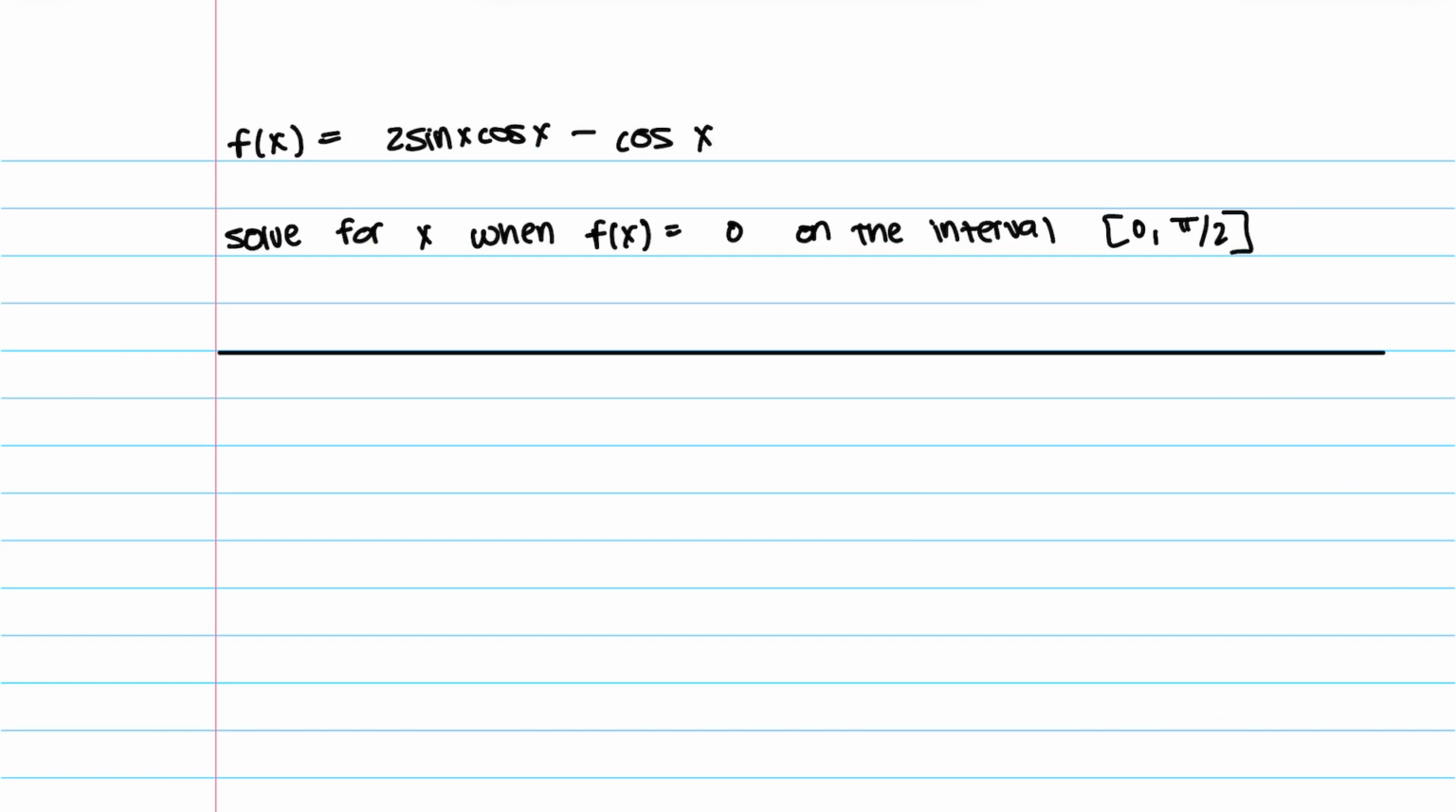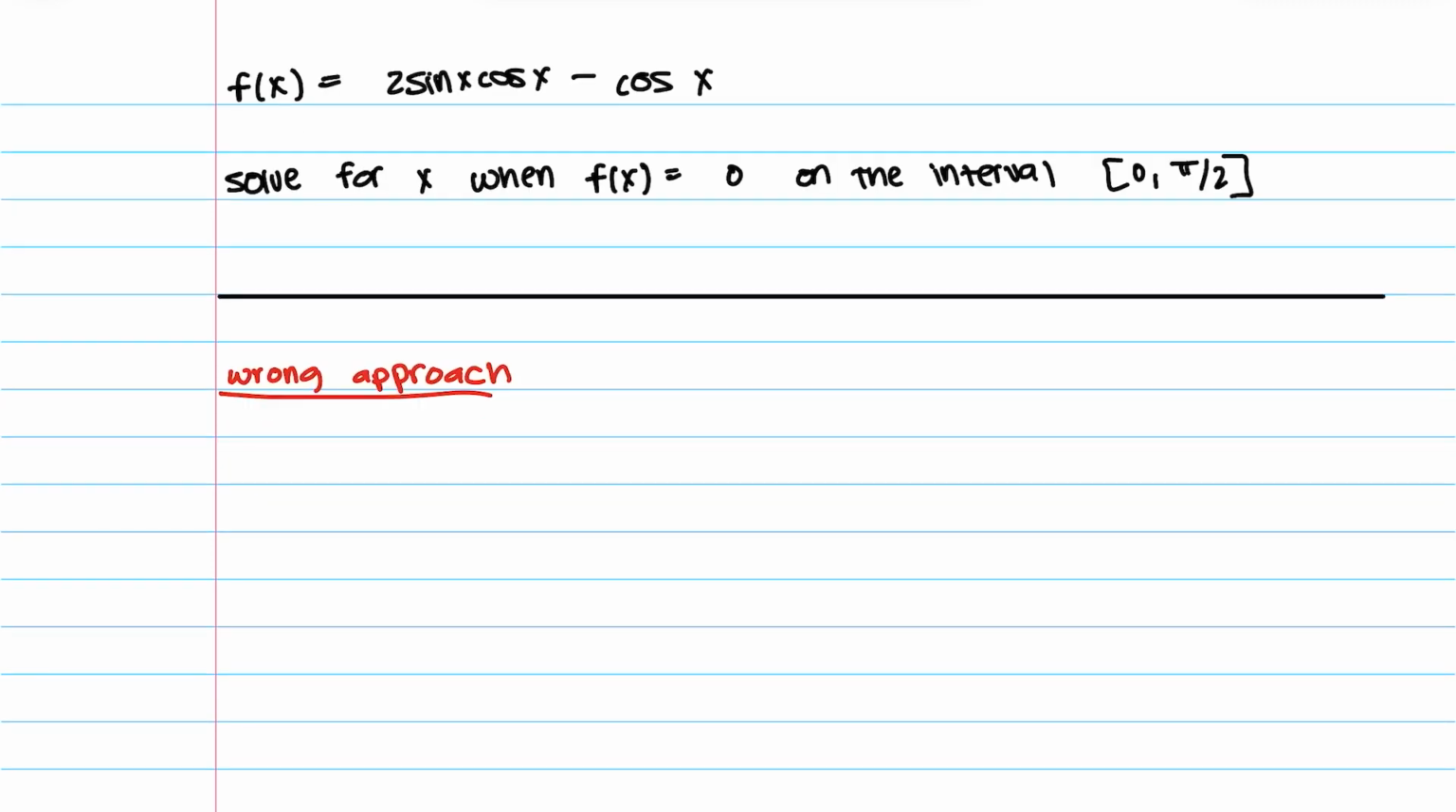Now, in this exercise, there is unfortunately a wrong approach to solving an equation like this. So let's go ahead over the wrong approach first, just so that you can avoid these mistakes when solving these equations. And so let's set up our equation, which is 0 is equal to 2 sine of x cosine of x minus cosine of x.